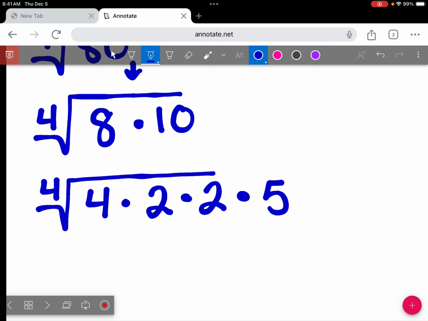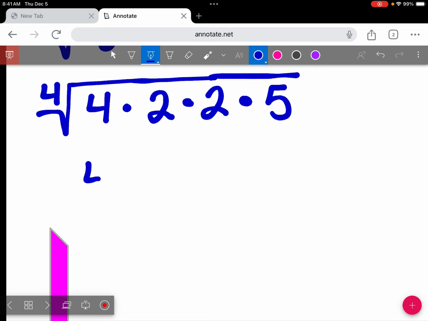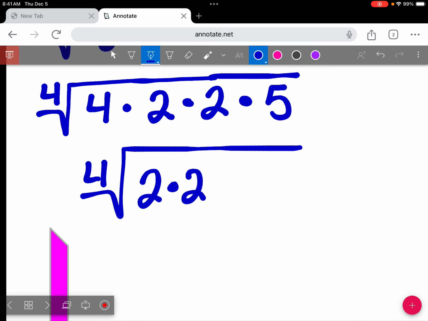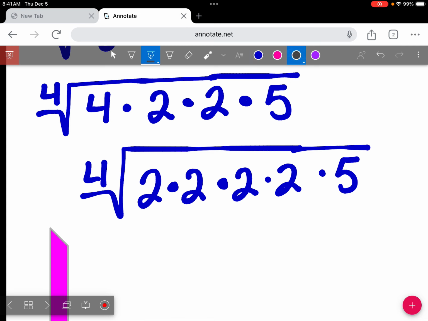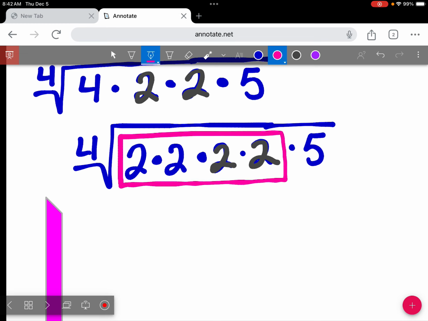I see a whole bunch of 2's in here. Let's break this 4 down, because we're looking at our 4th root. 4 I can write as 2 times 2 times 2 times 2 times 5. So this 2 is this 2, and this one is this one, just so we can tell where these are coming from. I switched the color coding a little bit. So do I have a set of 4 in here? Yeah, I have one set of 4 2's.